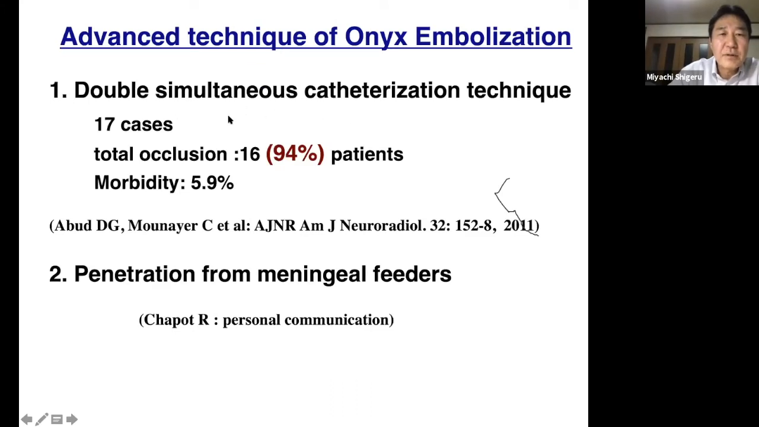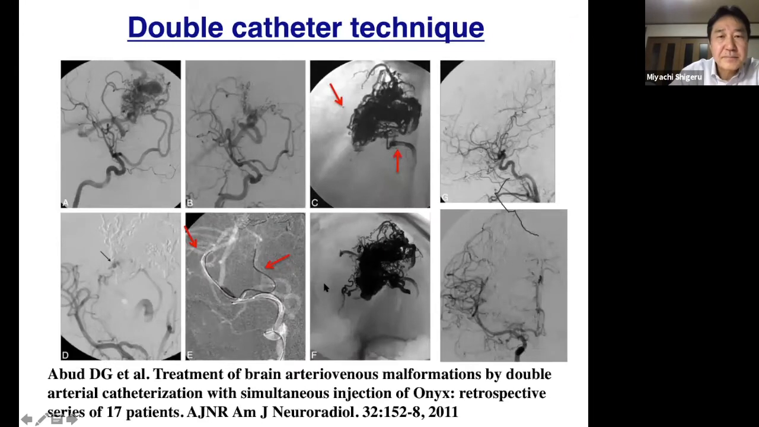Second one is the double catheter technique. So maybe the two feeders one by one, it is okay. But if we can access the two feeders with a double microcatheter and simultaneously inject the Onyx, it is so much more effective. And also the meningeal feeders should be occluded. Well, this is double catheters, one and two, and so very good penetration of the Onyx into the nidus from here to here, from here and from here.